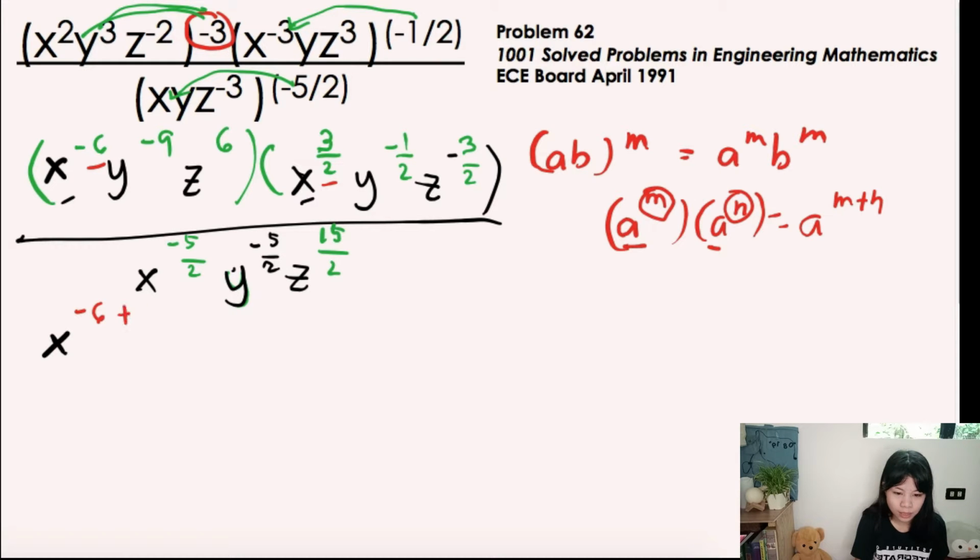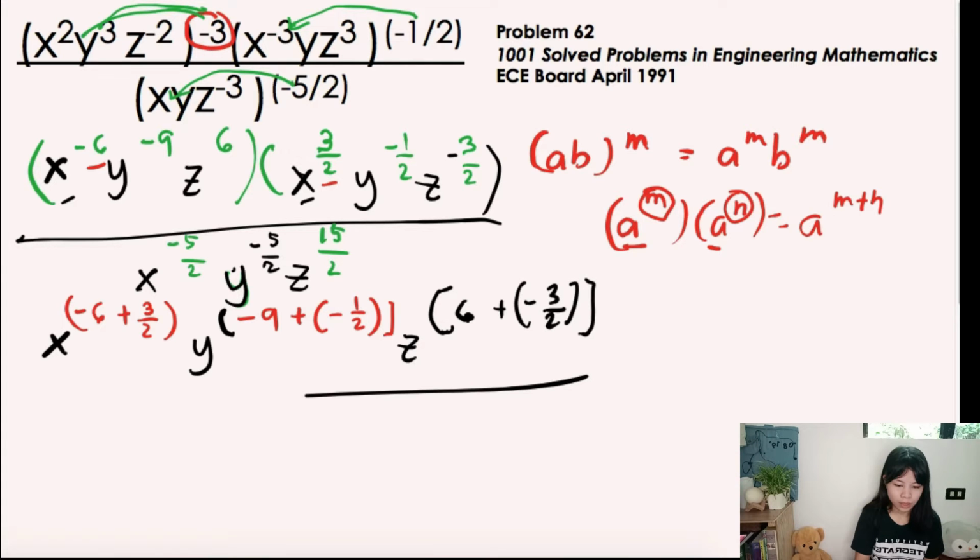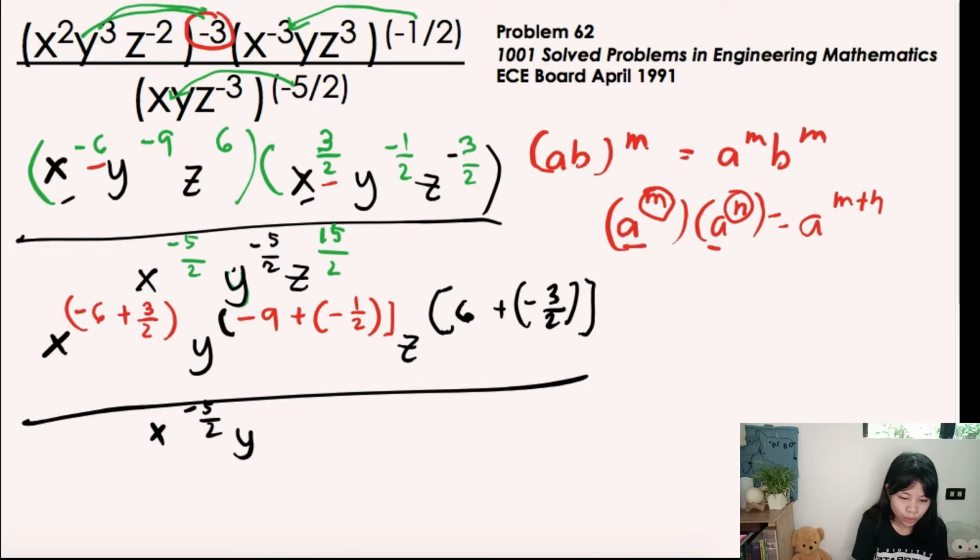So, negative 6 plus 3 over 2. Another variable, y is raised to negative 9 times y raised to negative 1/2. Following the law of exponents, negative 9 plus negative 1/2. Last is z raised to 6 plus negative 3 over 2. All over, we don't simplify the denominator yet: x raised to negative 5 over 2, y raised to negative 5 over 2, z raised to 15 over 2.